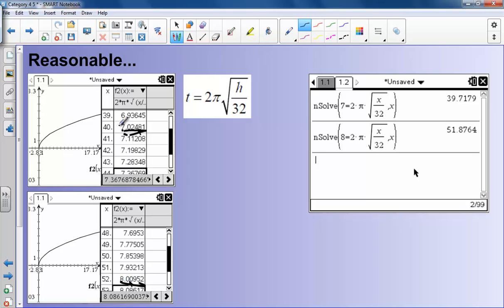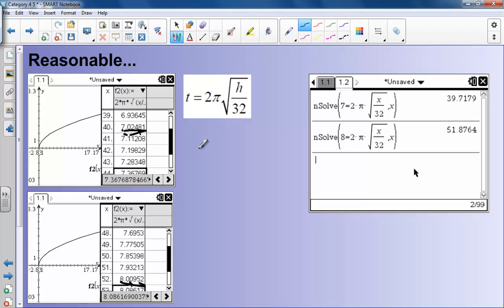So looking at my table, I can kind of estimate that it's a little less than 40 in height and a little less than 52 here. I can find the exact values by using nsolve, and so if I set 7 seconds as my time and just put that into my equation, I find that the height at 7 seconds was 39.7179. At 8 seconds it was 51.8764. So I can't give exact domain and range for this situation.